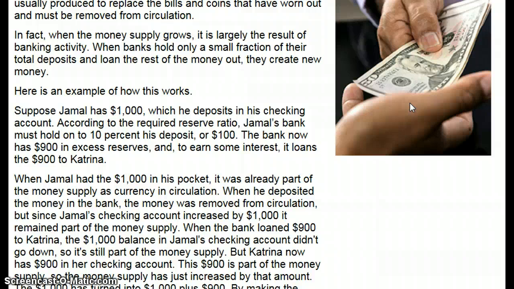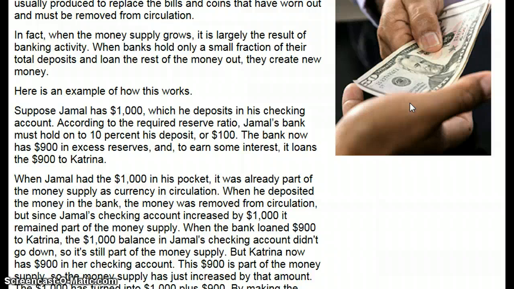When Jamal had the $1,000 in his pocket, it was already part of the money supply as currency in circulation. When he deposited the money in the bank, the money was removed from circulation, but since Jamal's checking account increased by $1,000, it remained part of the money supply. When the bank loaned $900 to Katrina, the $1,000 balance in Jamal's checking account didn't go down, so it's still part of the money supply.